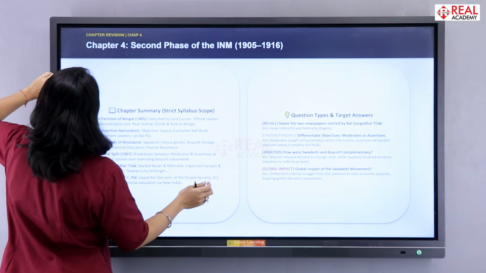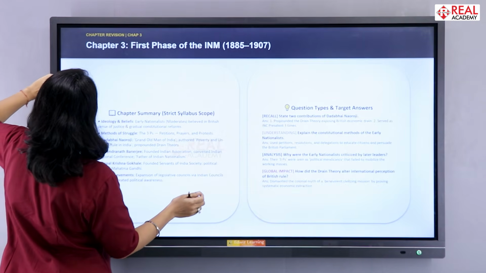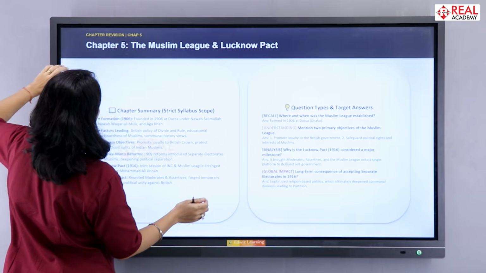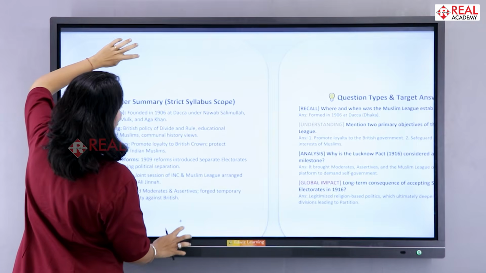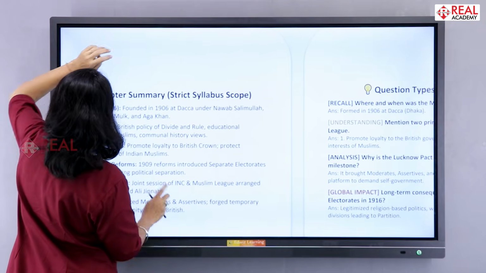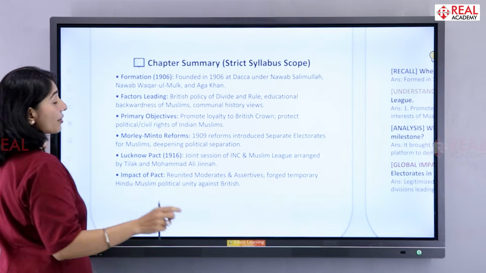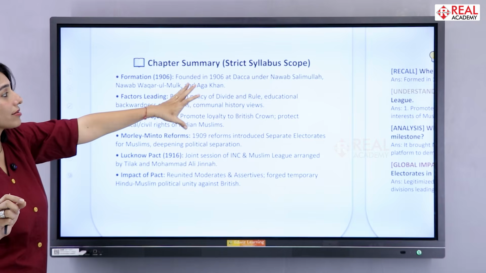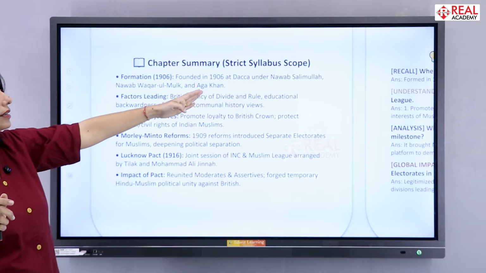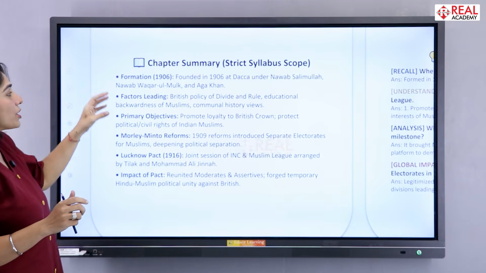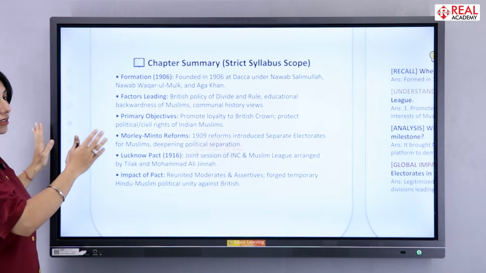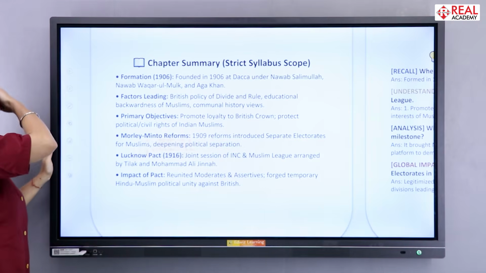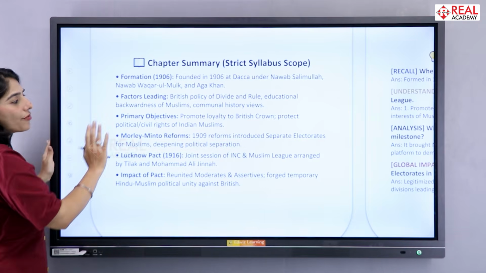So when we talk about the Muslim League, what is important here? First, the formation of it. It was founded in 1906 in Dhaka under Nawab Salimullah. So we talk about it. Then the factors which led to it. Then, what was the primary objective of it?